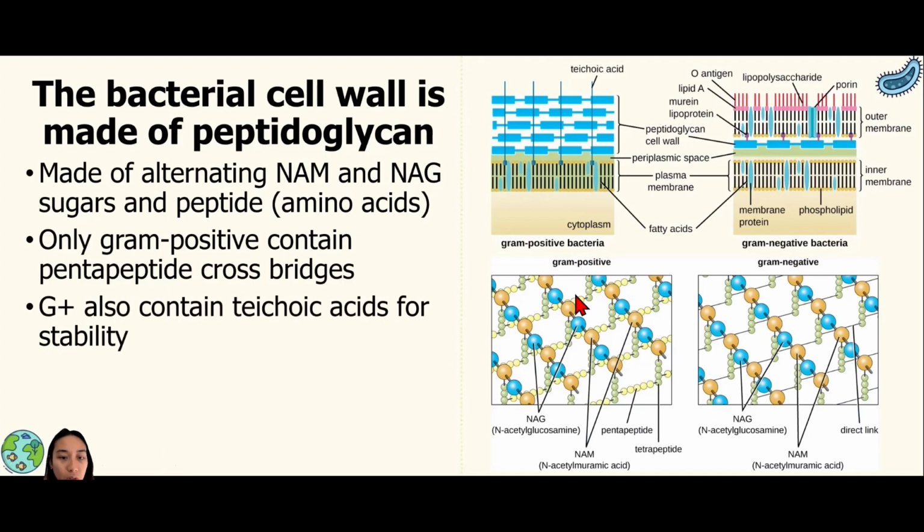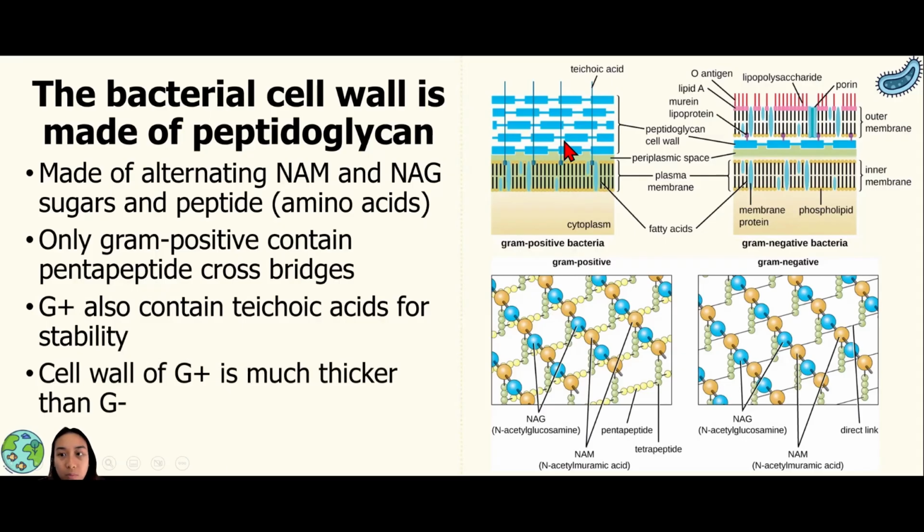Gram positives also have this teichoic acid that basically goes through their entire cell wall to give it even more structure. So that's shown here. This is the entire cell wall of a gram positive, all in this light blue. And there are these teichoic acids that anchor it basically.